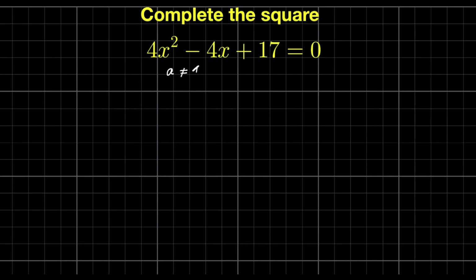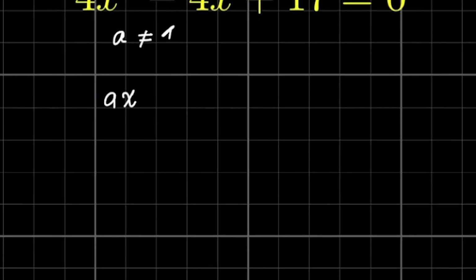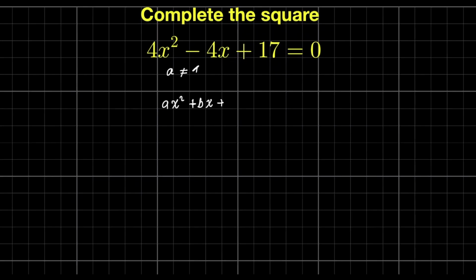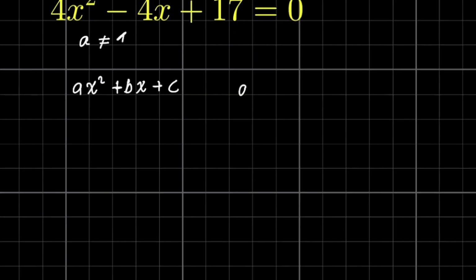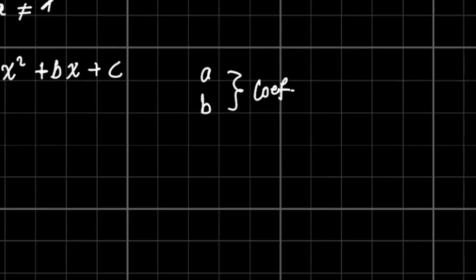Well, when we have a quadratic polynomial, it usually comes in the simplified or expanded form, ax squared plus bx plus c. You probably know this from the ABC formula, which will be discussed in a later video. Here a and b are coefficients, and c is a constant.